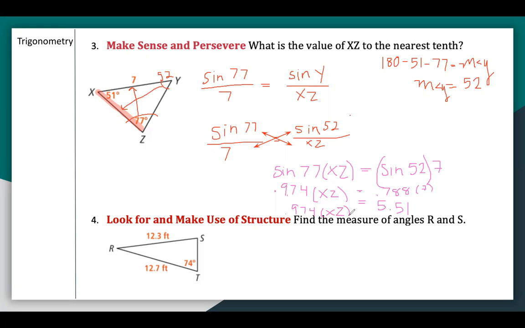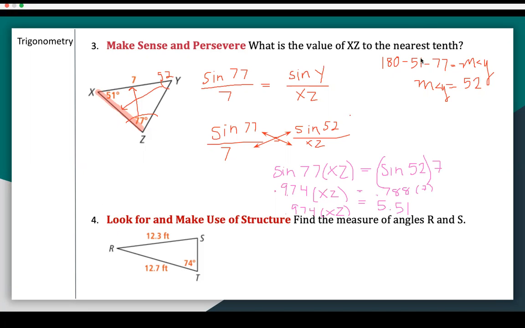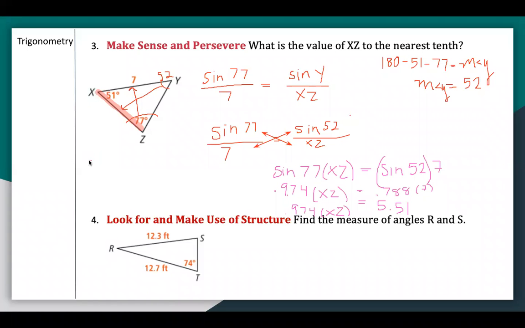Okay. And now we're almost done. Now we can solve this by saying 0.974 times XZ is equal to 5.51. And I can divide by 0.974. Sorry for my bad handwriting. But then we get XZ to be equal to 5.7. In this case, XZ is 5.7.